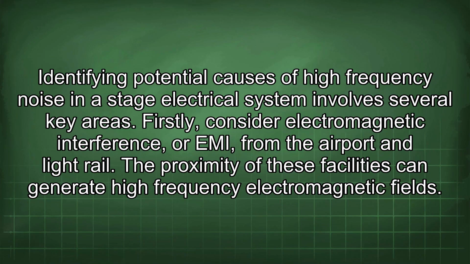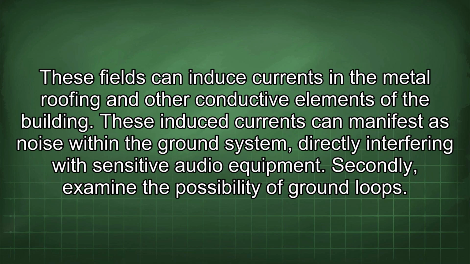Identifying potential causes of high-frequency noise at a stage electrical system involves several key areas. Firstly, consider electromagnetic interference, or EMI, from the airport and light rail. The proximity of these facilities can generate high-frequency electromagnetic fields. These fields can induce currents in the metal roofing and other conductive elements of the building. These induced currents can manifest as noise within the ground system, directly interfering with sensitive audio equipment.